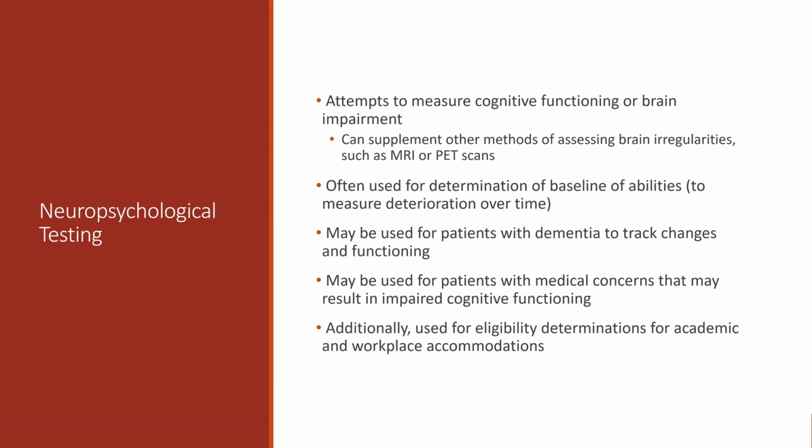Neuropsych testing can also be used sometimes for eligibility for academic and workplace accommodations. So oftentimes for kids, for initial entry into special education, they might just do an intelligence test, but to really get a nuanced picture of what's going on, or if there are more unique cases, like if somebody has cerebral palsy or a specific medical concern that's affecting their cognitive functioning, then they would be referred for neuropsych testing rather than just the intelligence and academic achievement testing.